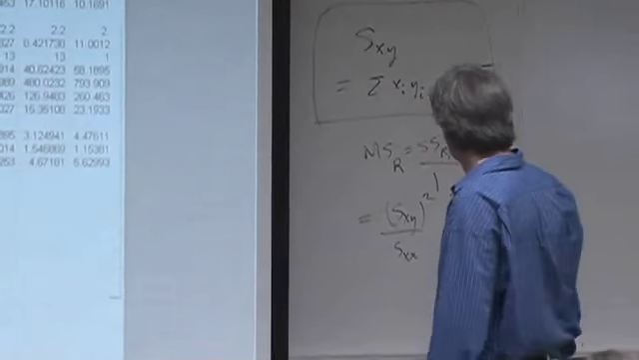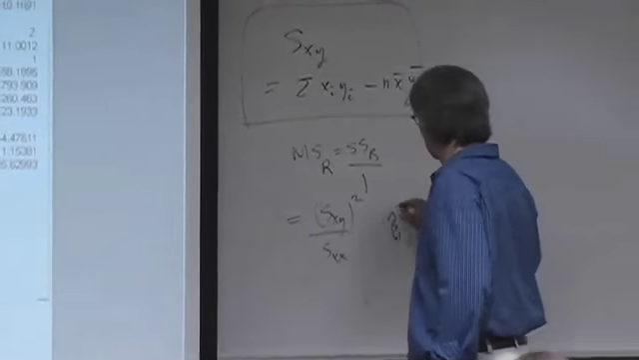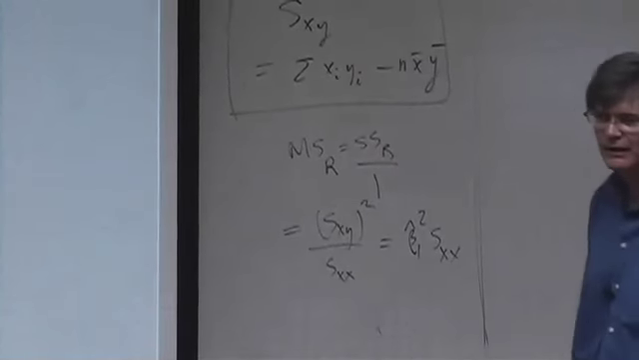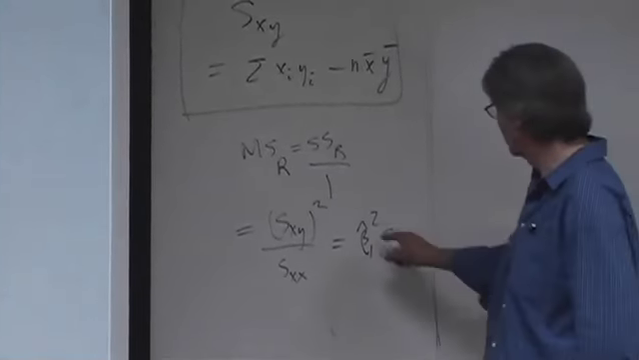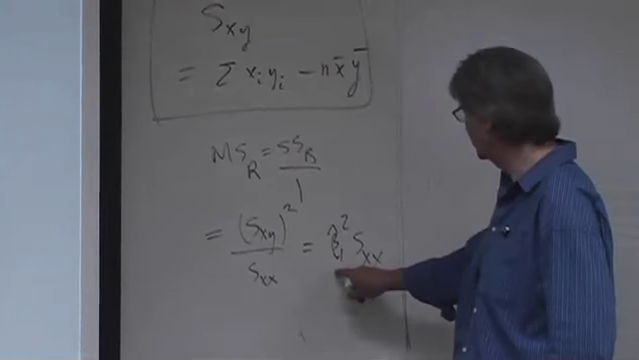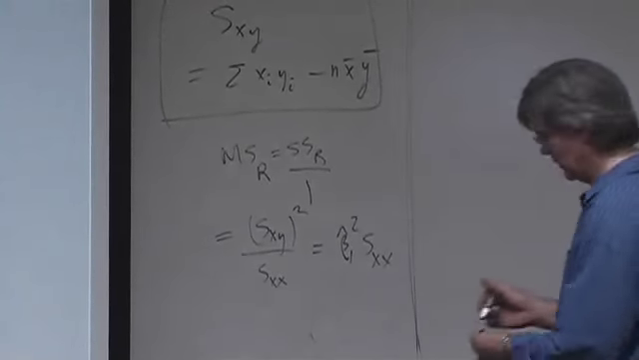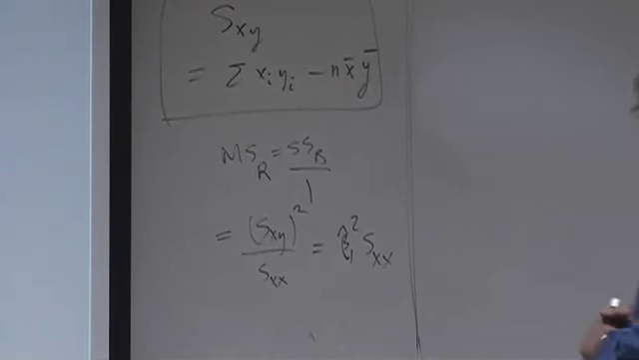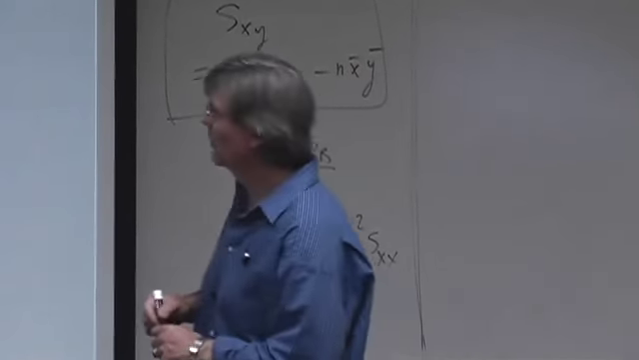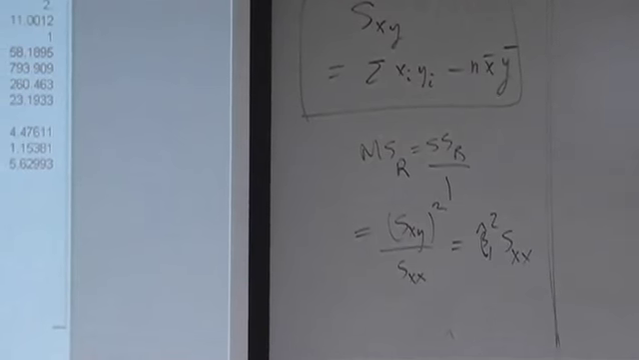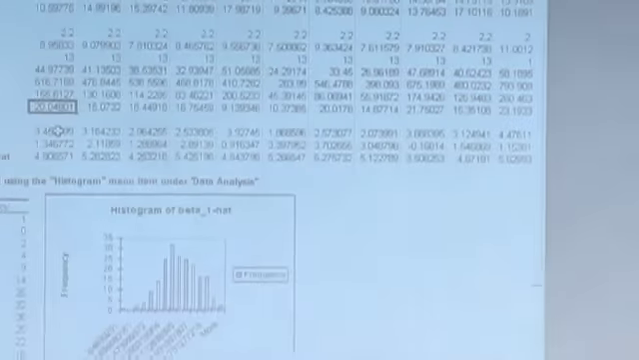I believe we had it as beta 1 hat squared times SXX. Which is SXY over SXX, so you get just one SXX in the denominator and SXY squared upstairs. Okay. So that actually was a mean square, and for the mean square for the residual, what did I do? How did I calculate that? D77 minus D78.